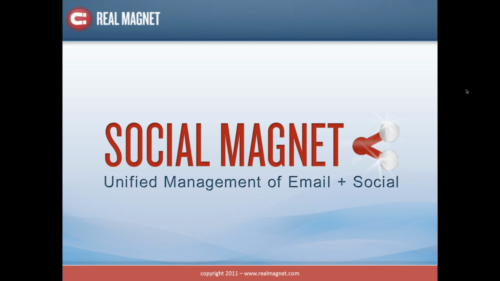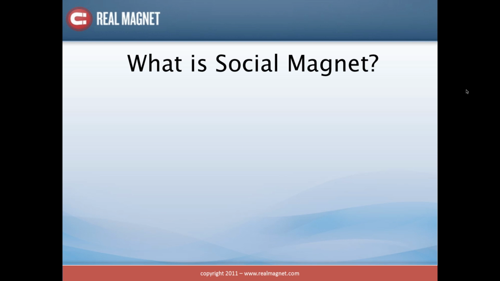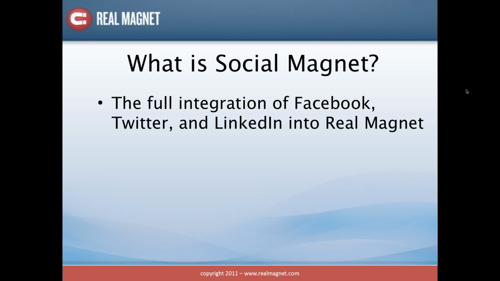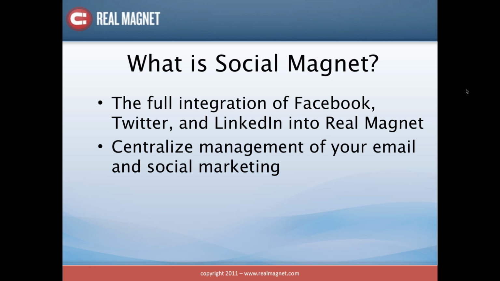And wouldn't it be hugely advantageous to be able to compare the performance of email versus Twitter versus Facebook for all these communications? These are the central ideas behind Social Magnet. Social Magnet is the full integration of Facebook, Twitter, and LinkedIn into the Real Magnet email platform. With this feature, you're able to centralize all of your email and social marketing into one place. So no longer do you have to go to Twitter to tweet or to Facebook to post. You can take care of all of that activity from one place, which is the Real Magnet platform.